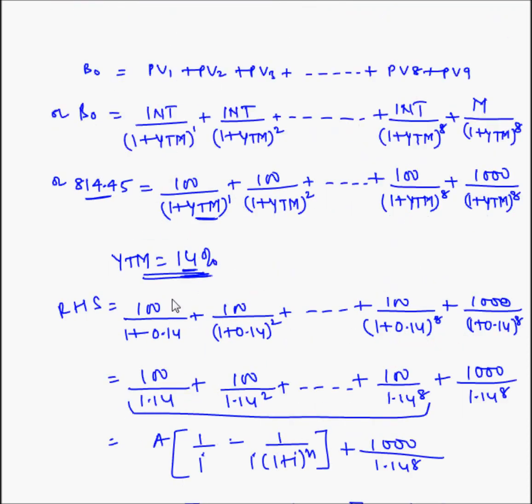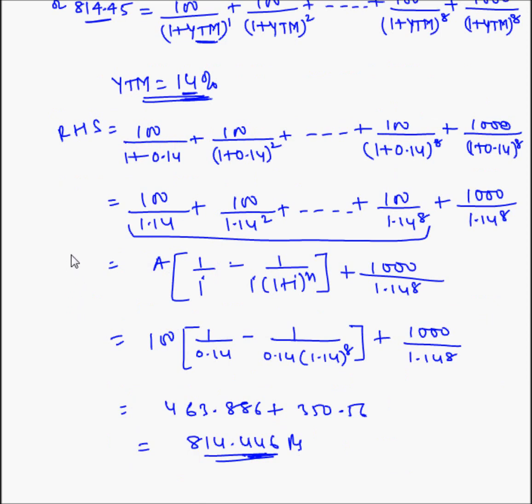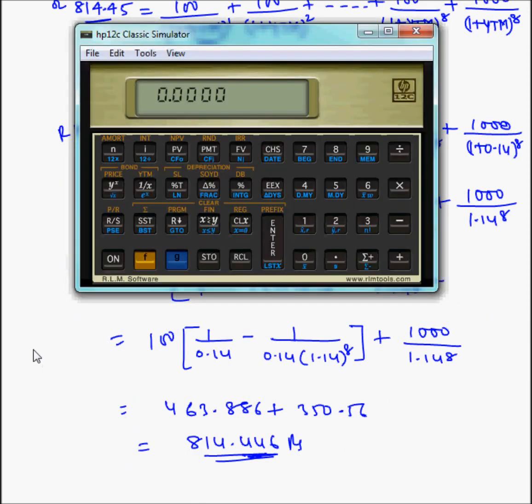Let's validate this answer by using another method, which is to use the financial calculator. So for using the financial calculator, we have to take care of 5 main buttons. N, which is 8. I needs to be found out. PV is equal to 814.45. Now this will be negative because this is an outflow. PMT, which is the annuity amount, is 100. This will be positive because this is an inflow into our pocket. And future value is the maturity value, which is 1000. This is also positive.